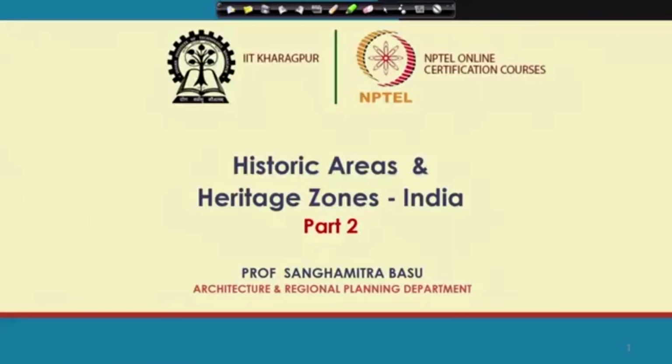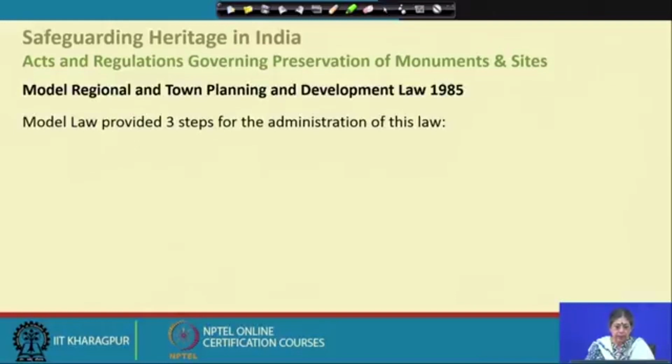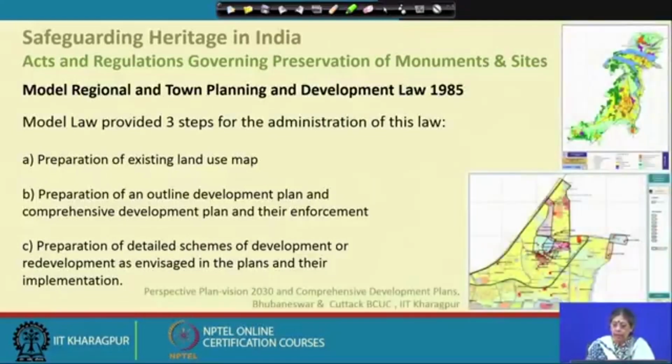We will continue with the historic areas and heritage zone, what we have been discussing about the legal implications under the Town and Country Planning Act. So, the Model Regional Town and Country Planning Development Law 1985 gave the 3 steps we have already discussed: the existing land use map, outline development plan, and a detailed scheme. We have been talking about how under the detailed scheme special areas can be designated, which can be a heritage area of significant value.